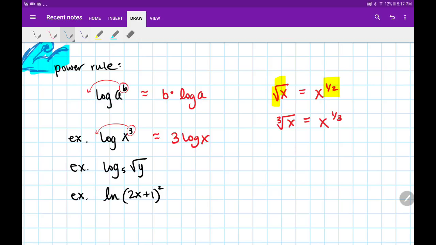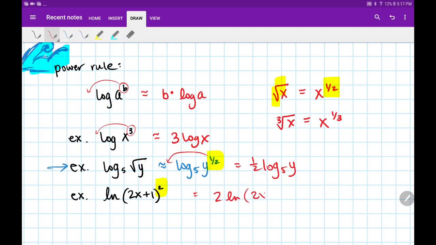So our first step for this example here is we need to write in our exponent. That's log base 5 of y to the 1/2. Now that I see my exponent, I can move it to the front. And so my final answer is 1/2 log base 5 of y. Let's do this last one at the bottom. I have ln of (2x plus 1) whole squared. So this is my exponent. I simply move it to the front. My answer is 2 ln of (2x plus 1). Here's all I did. I took it and I moved it to the front.